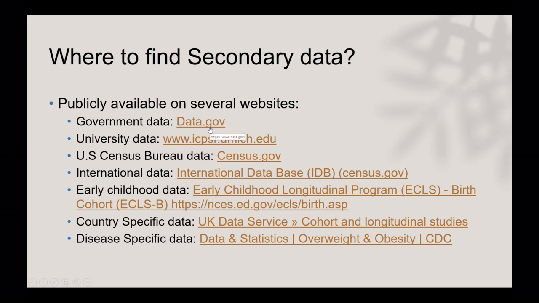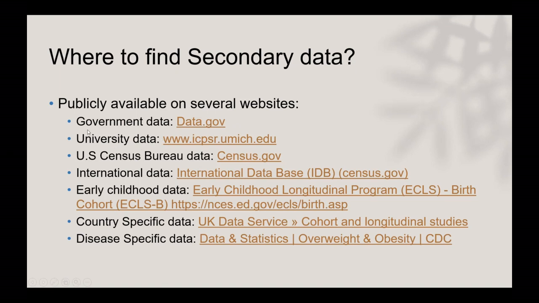So there is government data. You can check out this website, data.gov, and you will find a lot of data, which can be anything ranging from environmental health to childhood and adolescent health to maternal health to cancer survivors to census data. You will just find a lot of data. The second is university data.